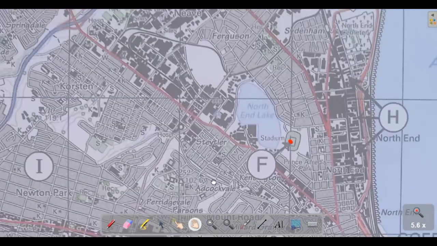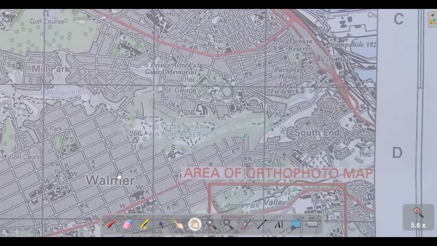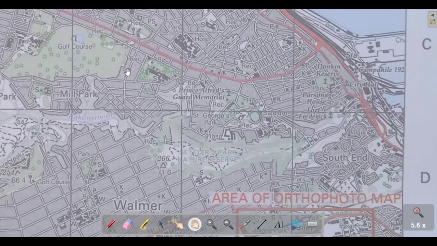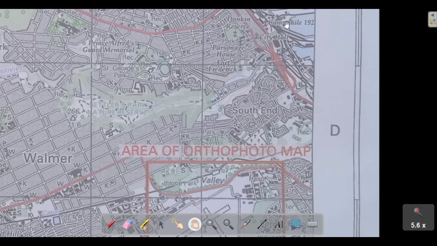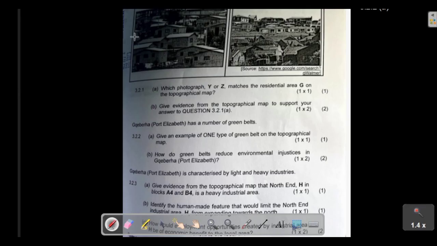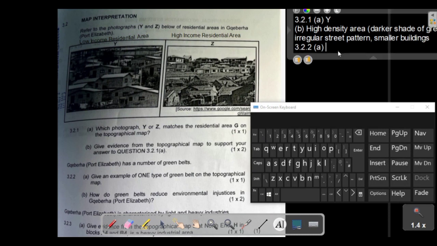I'll go with the Settlers Park Nature Reserve. You can go with the Walmer Golf Course, but I'll go with Settlers Park Nature Reserve. So that's what we're going with there. Settlers Park Nature Reserve. So that is our answer for 3.2.2a.